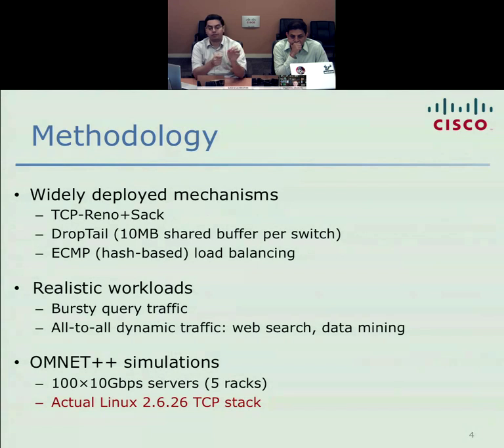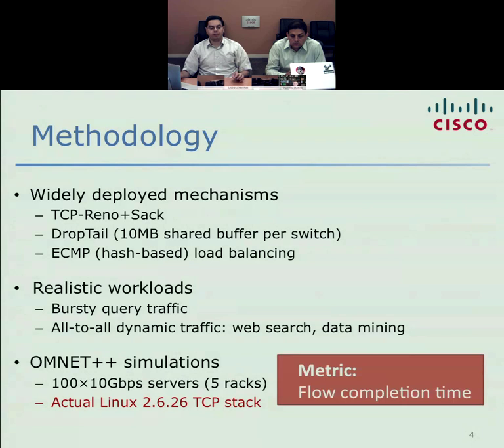And another important thing about our simulator is that we were able to port the actual Linux 2.6.26 TCP stack to this simulator. So we run the real TCP code for simulating TCP. And this is really important because the big challenge of actually doing a realistic simulation of these networks, a lot of it rests in trying to model TCP and all the intricacies of TCP. So here we do a really good job of this because we use the real code. And just one last thing about the simulation is that the key metric that we decided to focus on was the application level flow completion times.